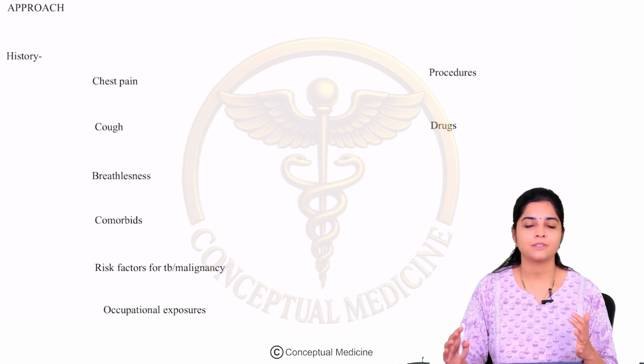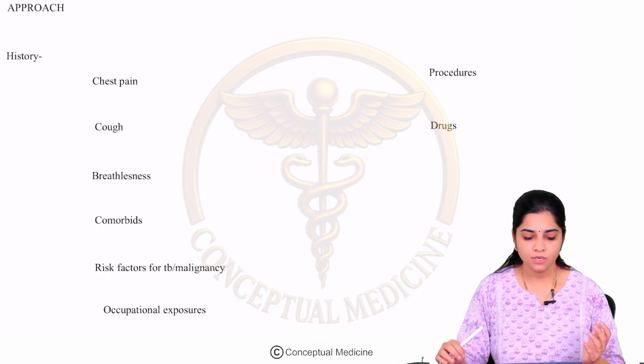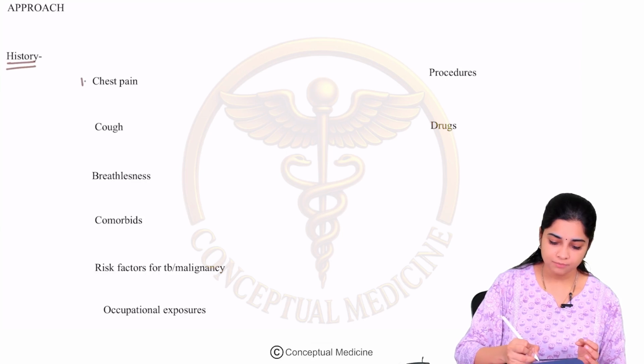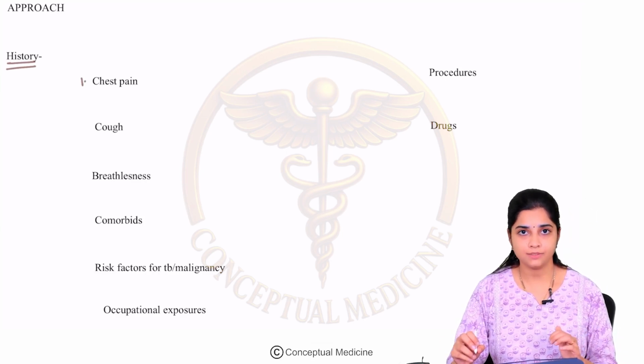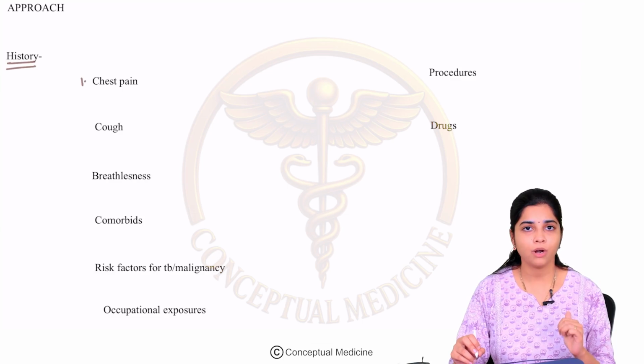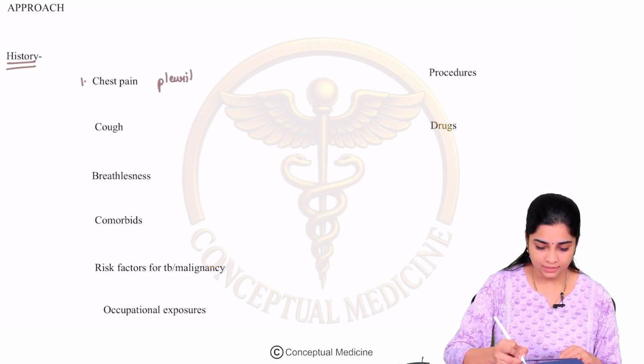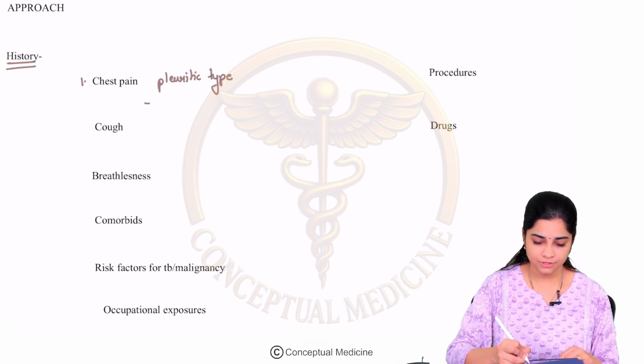This may be given as your clinical case in the final exam. So how do you approach? History. The first complaint that they present with is the presence of chest pain. So what type of chest pain will they have? They will have a pleuritic type of chest pain. So how do you describe a pleuritic type of chest pain?